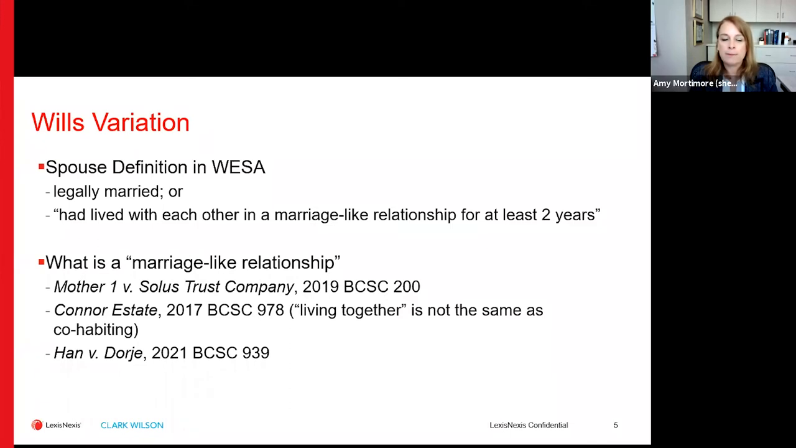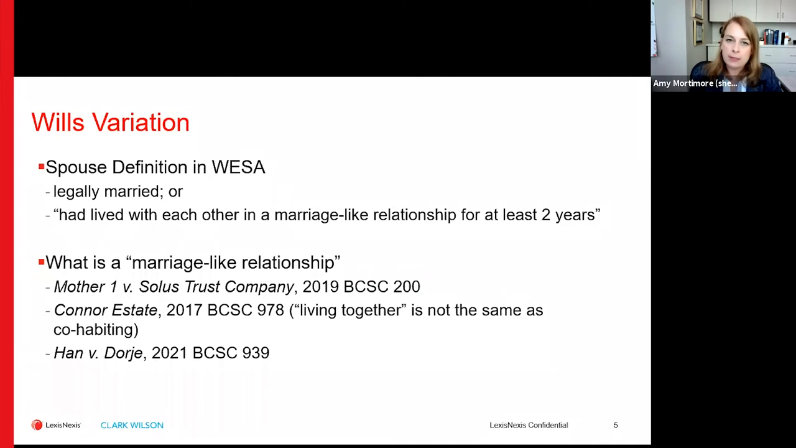The other case I want to talk about briefly is the Han and Dorje case, which came out fairly recently. It's actually a family case in British Columbia, and it's an amendment of pleadings. The woman is applying for permission to amend her pleadings in order to claim a spousal relationship, so that she could have spousal support.